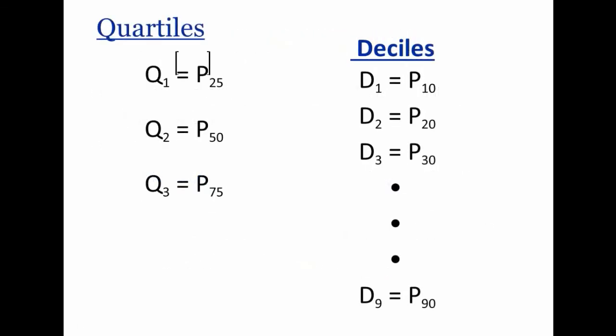So dear students, you see that quartile Q1 is equal to P25, Q2 is P50, Q3 is P75. Similarly, decile D1 is P10, D2 is P20, D3 is P30, and so on. D9 is equal to P90.